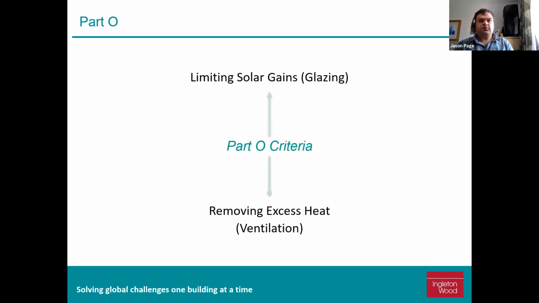It's called the simplified method, but to be honest, it's anything but. To get into it, there are two main criteria in the simplified method. Limiting solar gains, so this is making sure you don't have too many windows, and removing excess heat. That's making sure that the heat that does get in can be expelled through ventilation. So this is addressing both parts of that overheating equation.